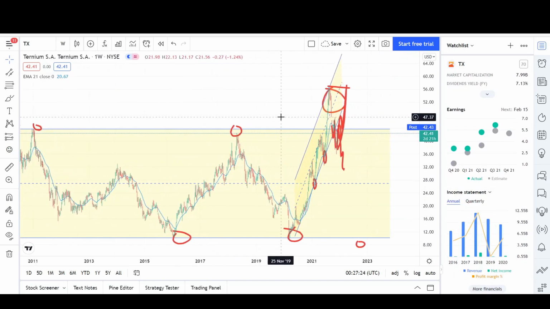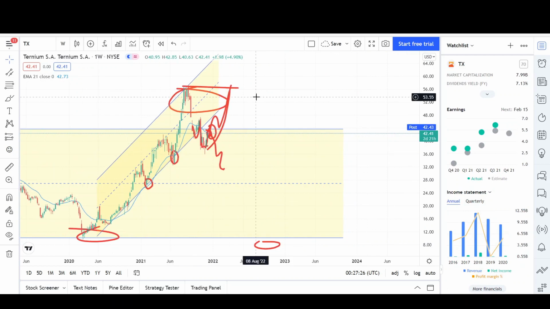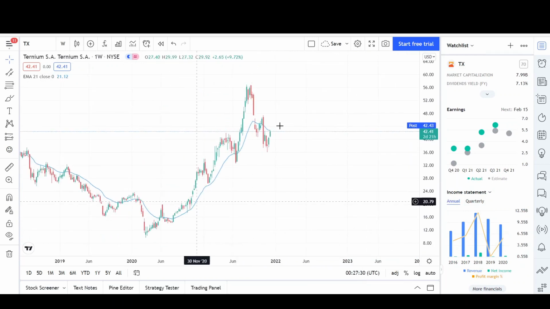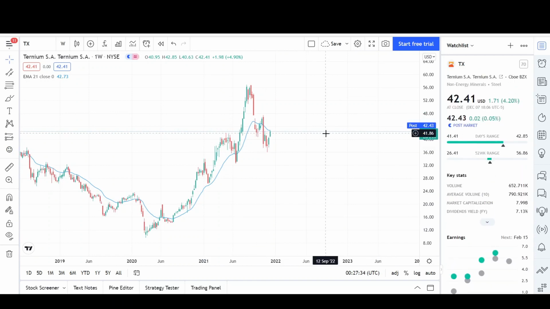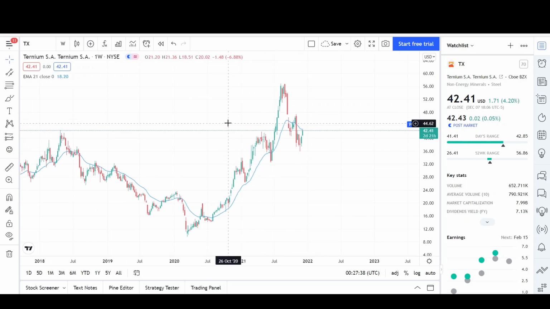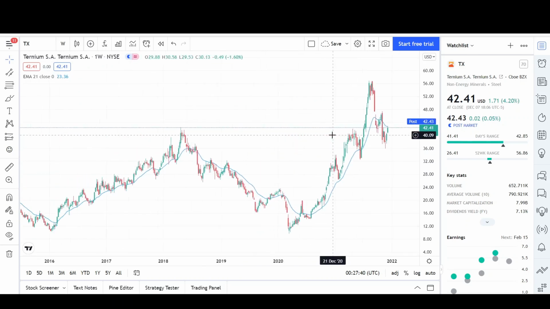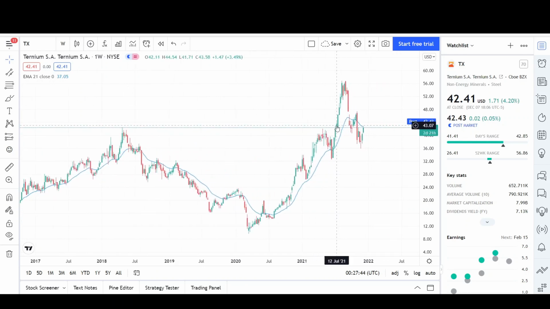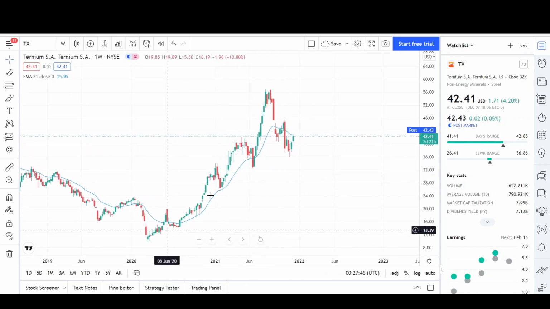But that doesn't mean we can't have trends, uptrends inside of the stock, which looks like it's doing right now. It's a steel company, so that's pretty good. Steel prices are going much higher in the future because of the inflation currently. So yeah, that's all I have for this company.